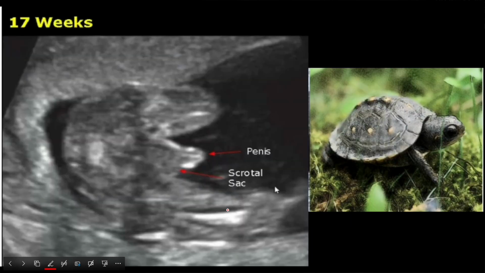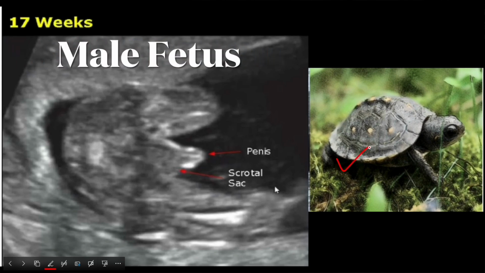In ultrasound, visualization of turtle-like structure in perineum of the fetus indicates male fetus. Head of the turtle is made by penis, while body of the turtle is made by scrotal sac. Visualization of the penis and scrotal sac confirms the male fetus.